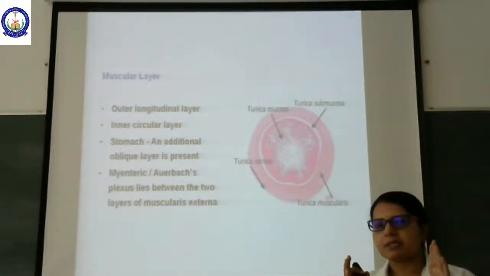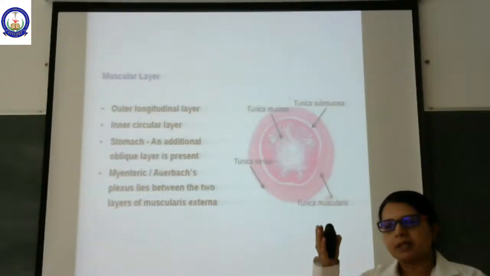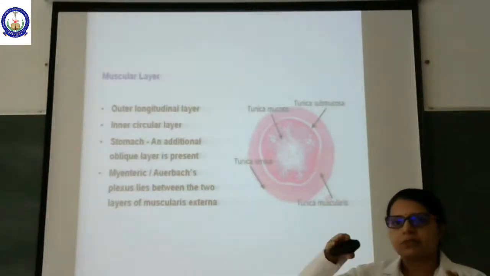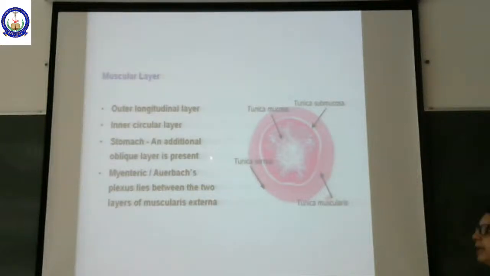In one layer, the muscles are arranged in a longitudinal fashion, whereas in the other layer, the muscles are arranged in a circular fashion. This is the meaning of outer longitudinal and inner circular layer. Whereas the stomach has an additional oblique layer. I had told you the stomach is a muscular bag, full of muscles. So in addition to the outer longitudinal and inner circular layers, it has one more layer of obliquely arranged muscles.